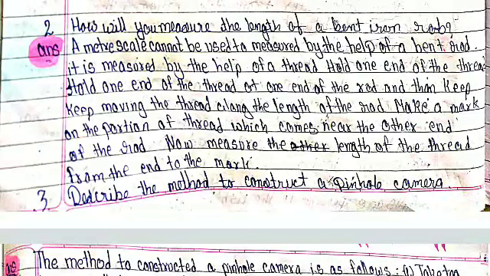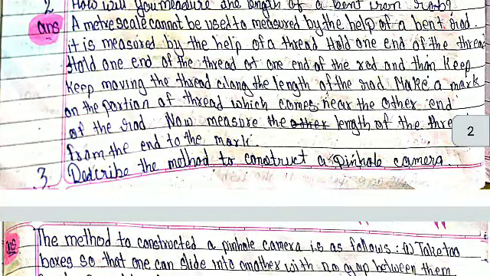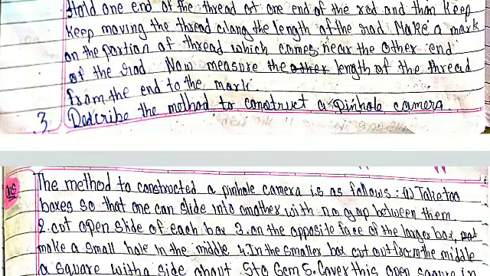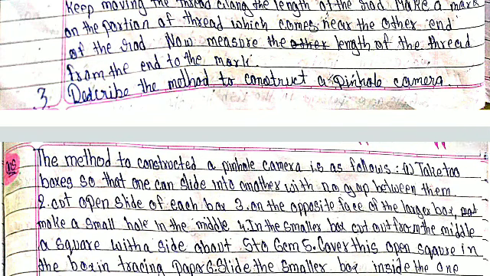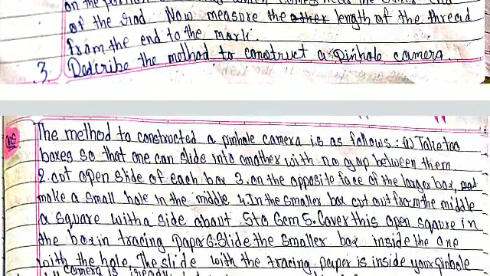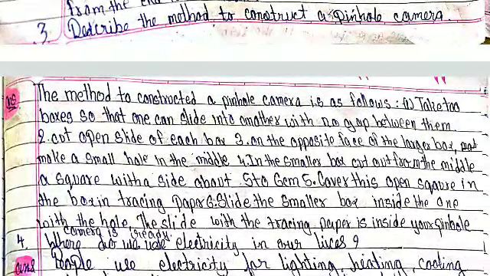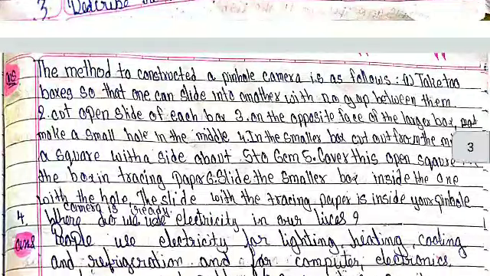Second, how will you measure the length of a bent iron rod? A meter scale cannot be used to measure a bent iron rod. It is measured with the help of a thread. Hold one end of the thread at one end of the rod and then keep moving the thread along the length of the rod. Make a mark on the portion of thread which comes near the other end of the rod. Now measure the length of the thread from the end to the mark.